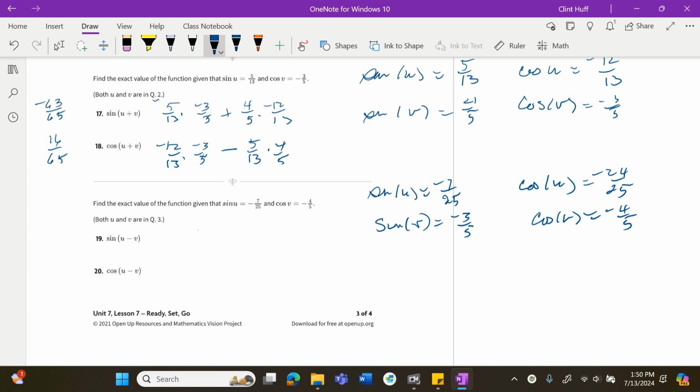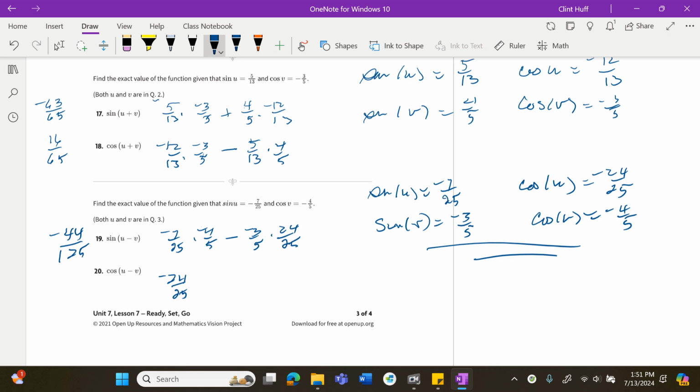So in this one, the sine of u is negative 7/25, cosine of v is negative 4/5, minus the sine of v, which is negative 3/5, times the cosine of u, which is negative 24/25. That gives you 28 minus 72, which is negative 44/125.